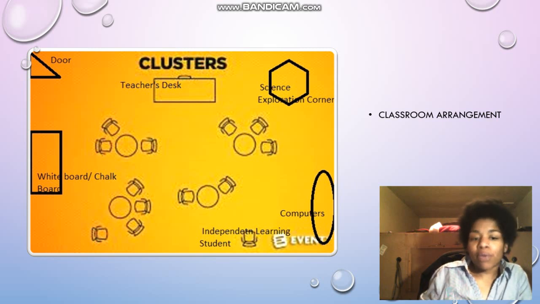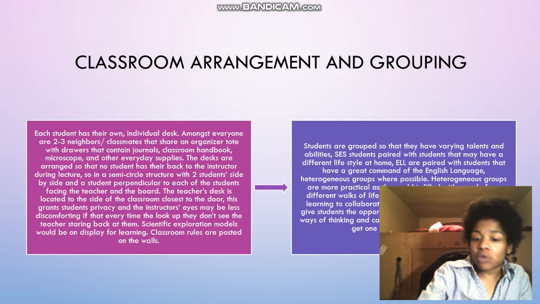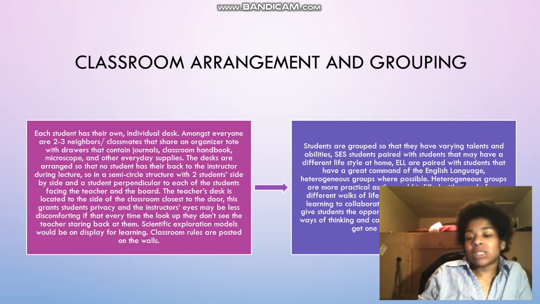But then you have the whiteboard, and that is to the front of the classroom. Students are clustered. I feel like this helps them reference each other more. And then there's the computers as well. Students will be able to separate themselves if need be. Not all students work in groups well, so that's why it's set up that way.